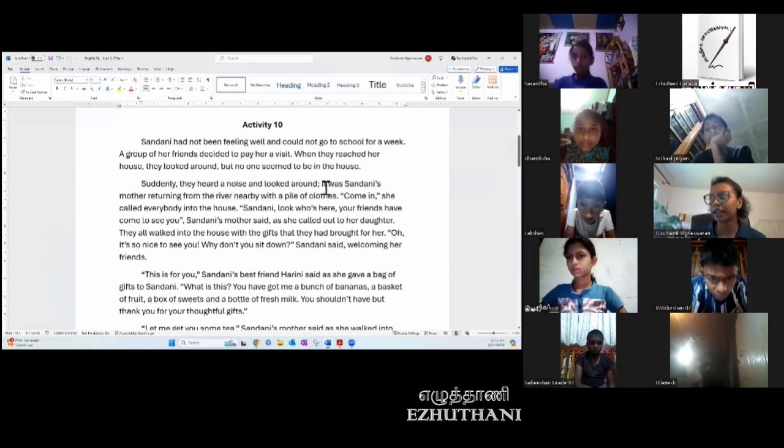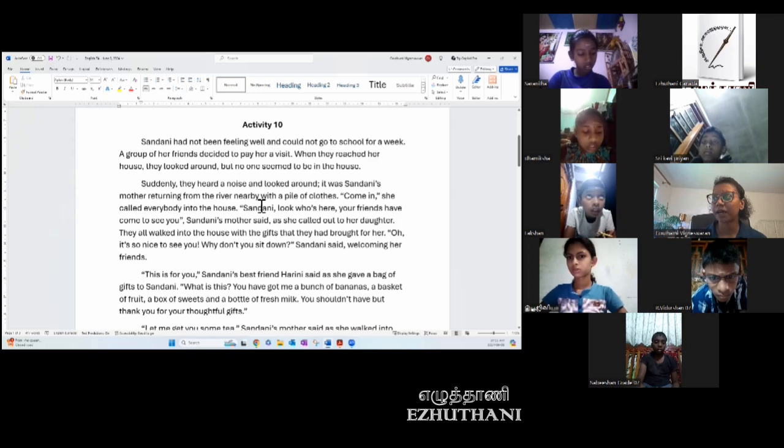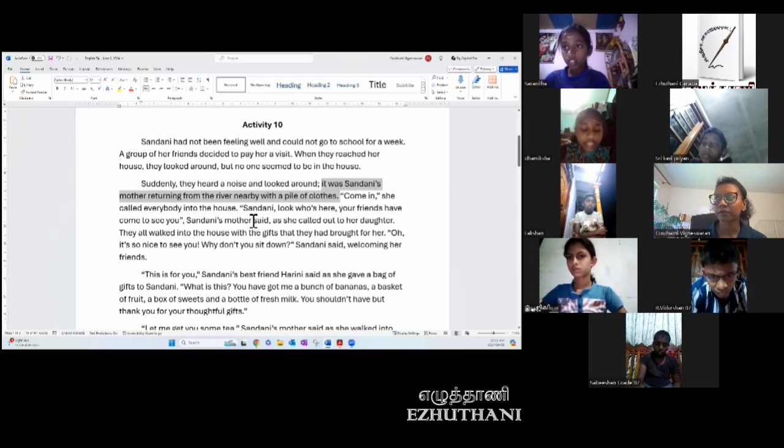Okay, hold on. I'll read it again for you, okay? Suddenly they heard a noise and looked around. It was Sandani's mother returning from the river nearby with a pile of clothes. Can you read this sentence one more time? Sandani's mother returned from the river nearby with a pile of clothes. Okay, thank you.